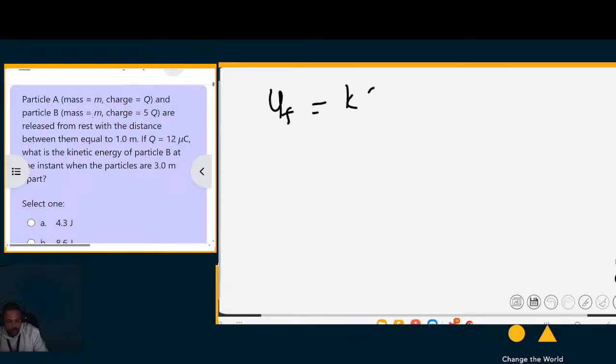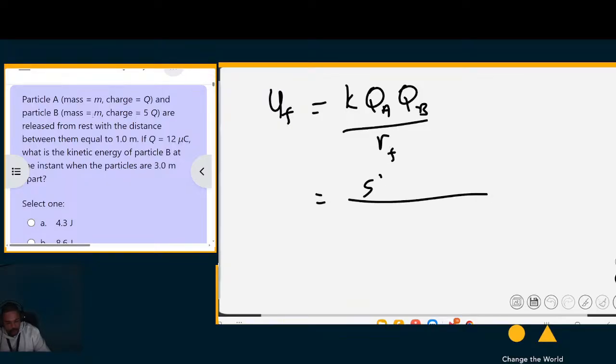It will be k QA QB over R final. But we know that all will equal 5kq squared, because we've already done this problem. Oh, I forgot to square it on the other side. It's kq squared. I should have put the square there. Just remember not to forget the square.